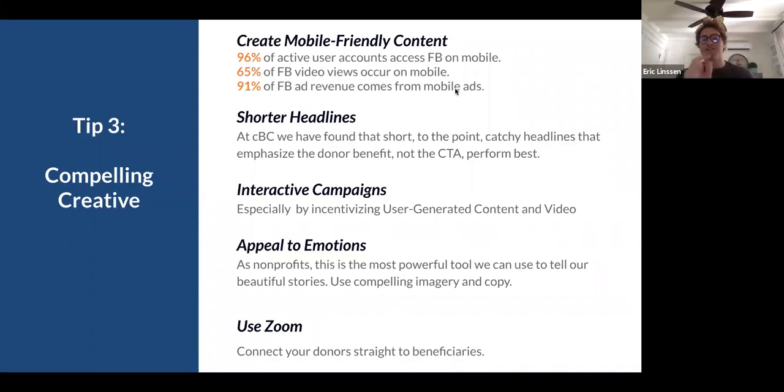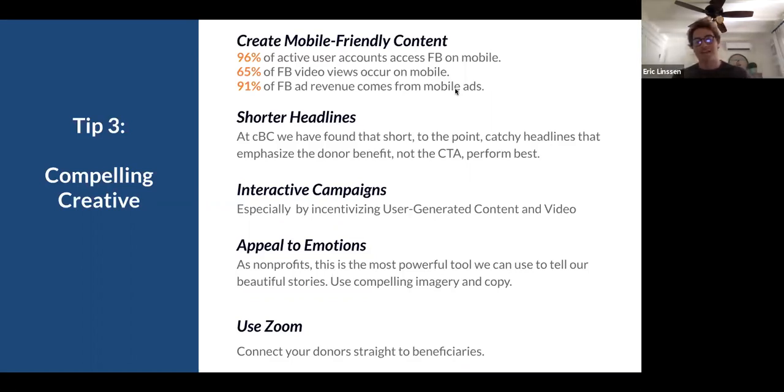And then a more detailed tip is just shorter headlines. So the headline is the line of text on the bottom of a Facebook ad. We don't want it to be more than 2 lines. Just aesthetically and as far as click-through rates, they perform worse. We want to think about like interactive campaigns. How can we use user-generated content and video?